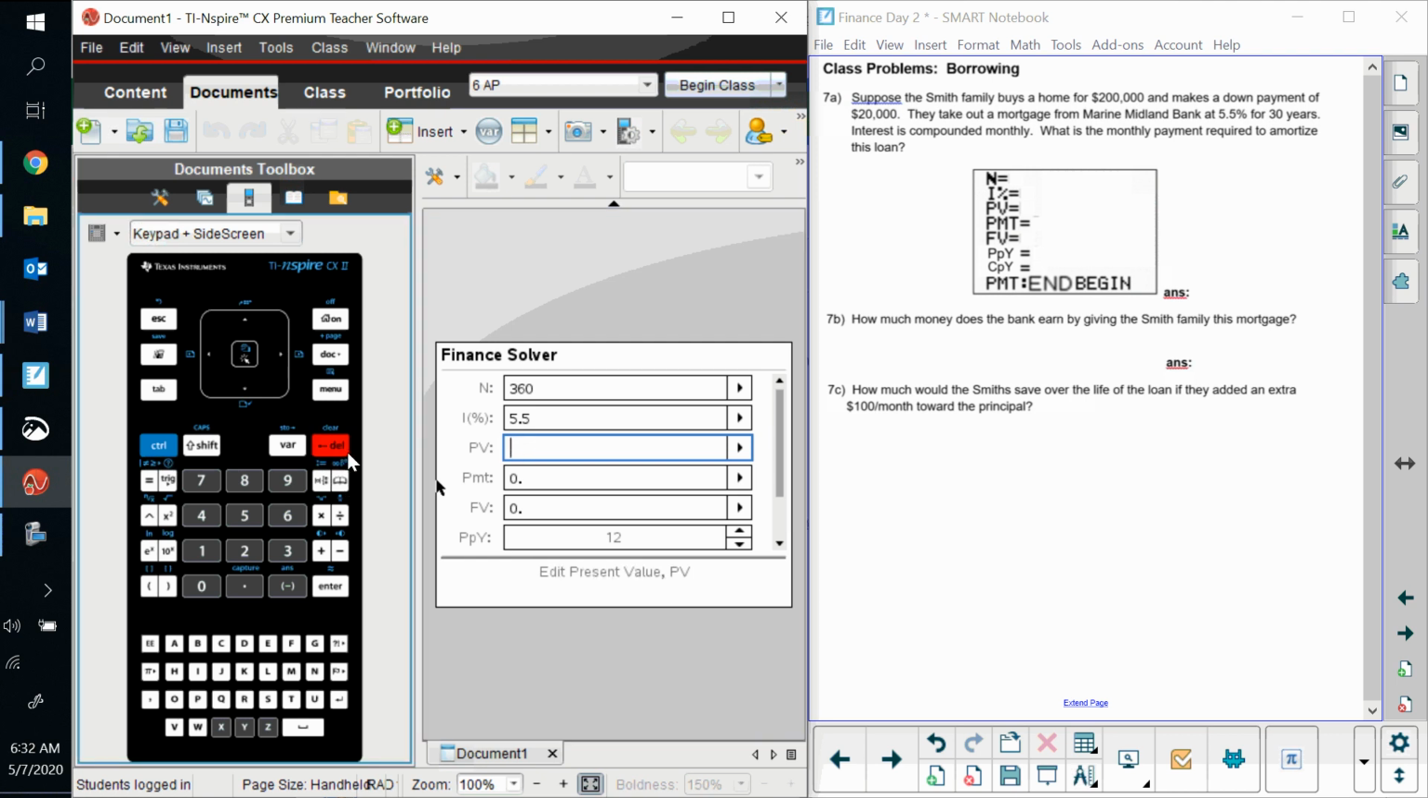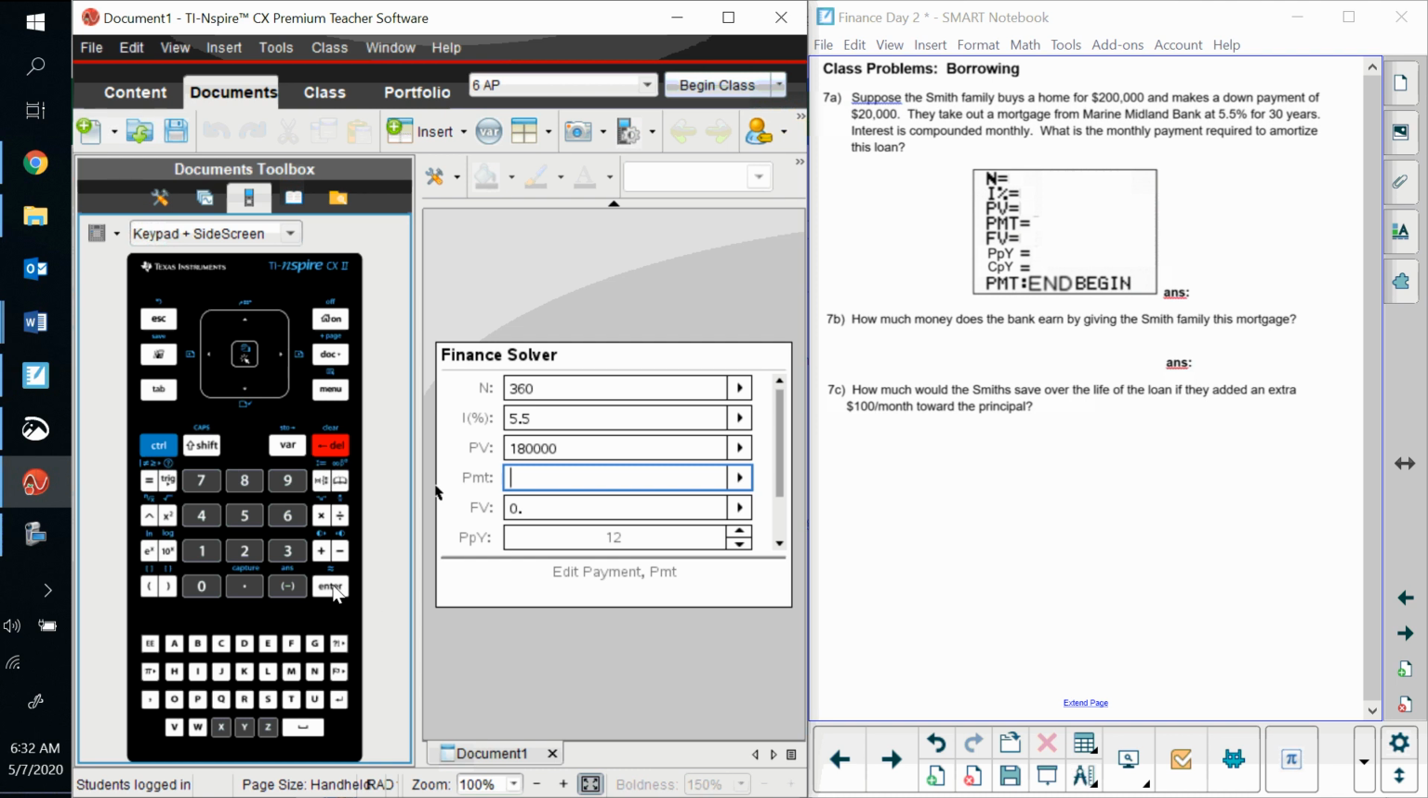When we were doing investing, the amount you started with was coming out of your pocket. It was coming out of your wallet and you were putting it into the investment, so it went in as a minus. Well, when you borrow, money is coming into your wallet. We borrowed, our home was 200,000, but we did a down payment of 20,000, so we actually only borrowed 180,000. And it goes in as a positive because it's coming into your wallet. We'll save the payment for a second because that's what we're going to find. And our final value, we want to pay it all off, so we want it to be 0.